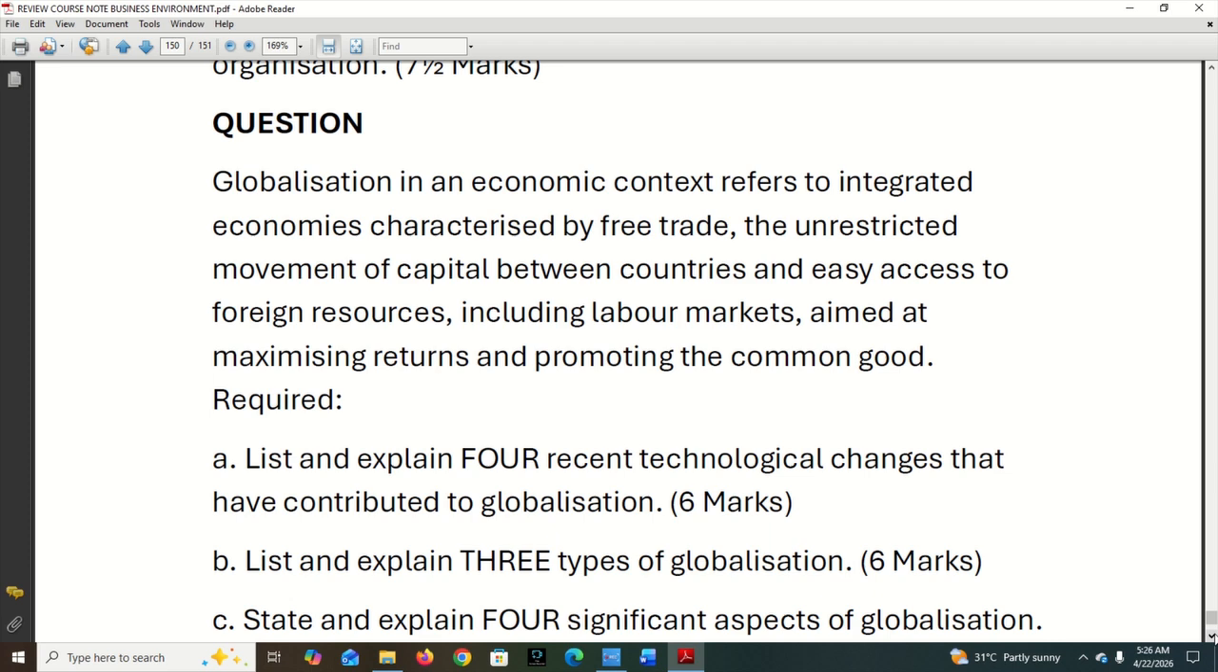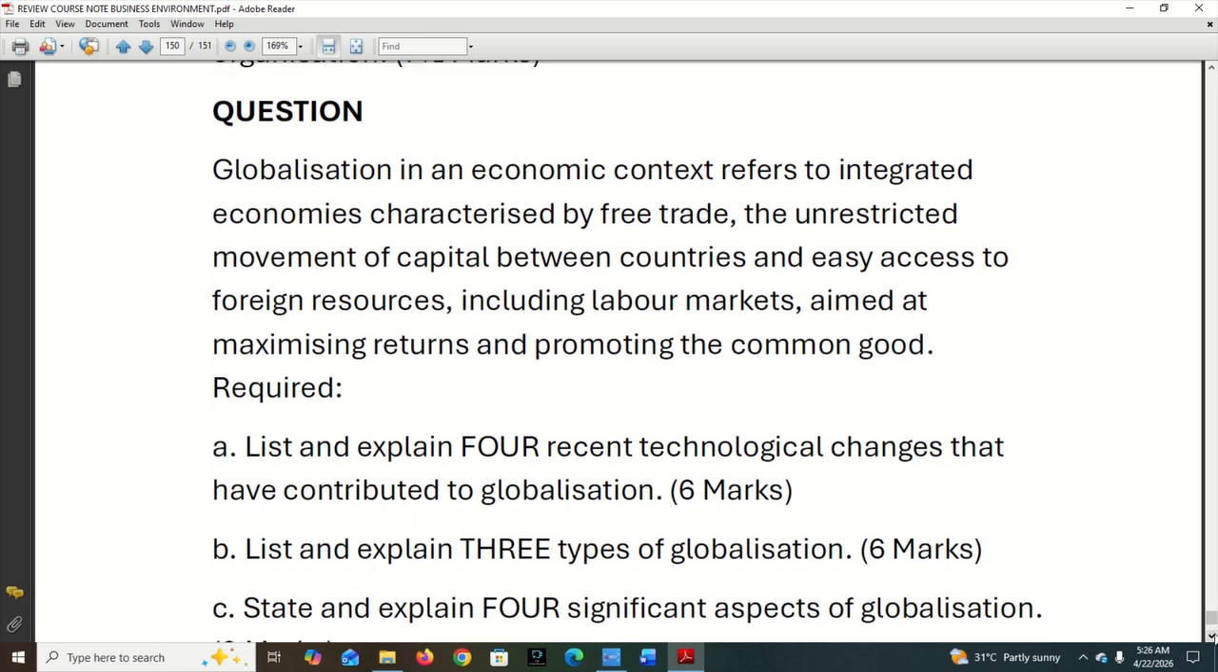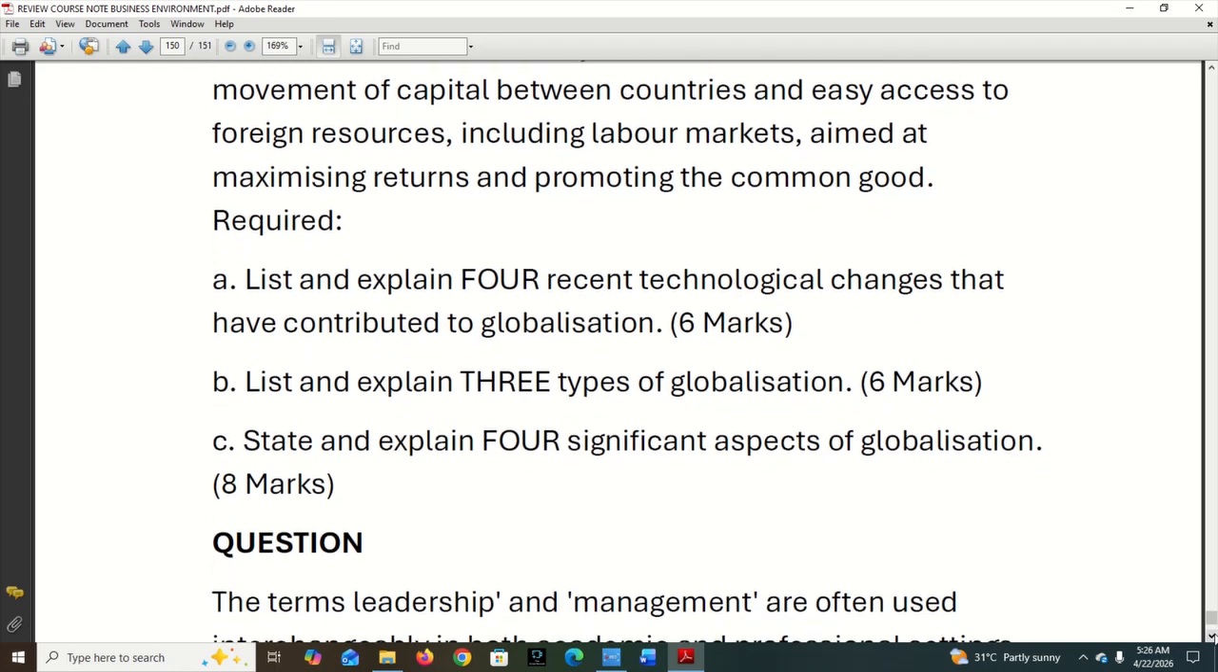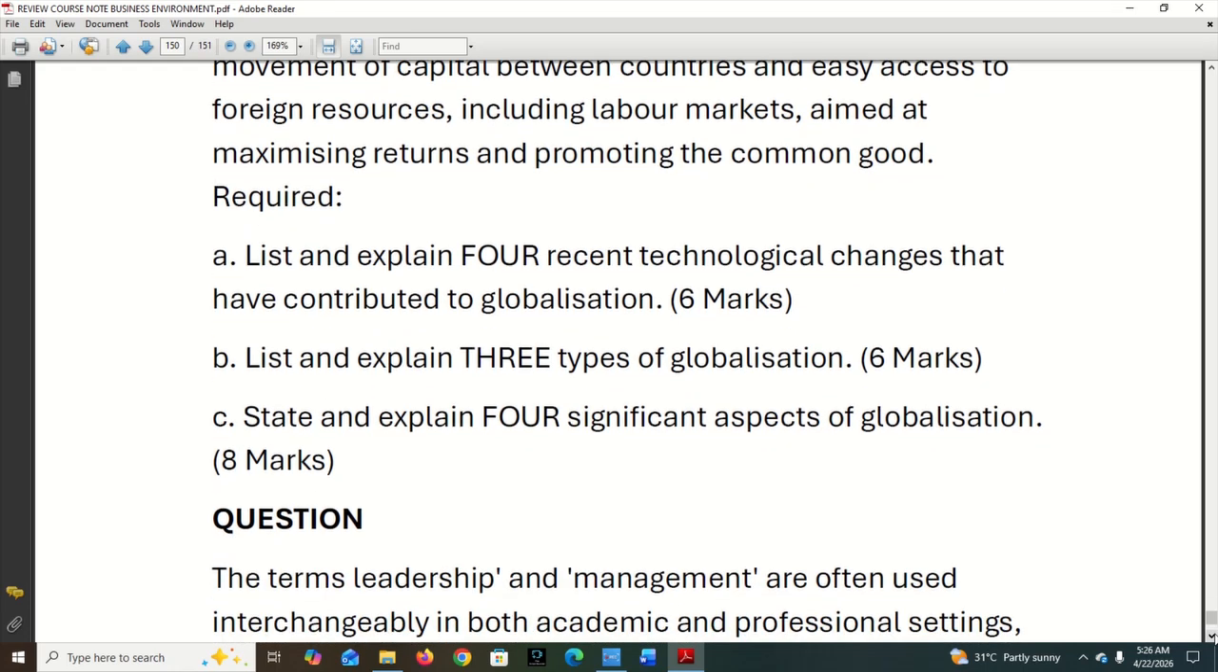Look at this question. Globalization is an economic context that refers to integrated economies characterized by free trade, unrestricted movement of capital, access to foreign resources and labor markets, maximizing returns, promoting the common good. List and explain 4 recent technological changes that have contributed to globalization. Please, 6 marks. So list and explain, very short. Let's look at it together. What are the major things that have affected globalization? I'm sure you are familiar with some of them, but let's look at some of them together.